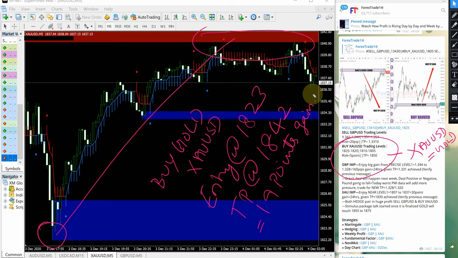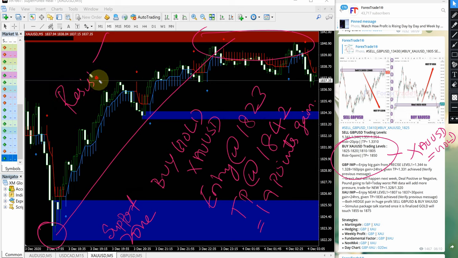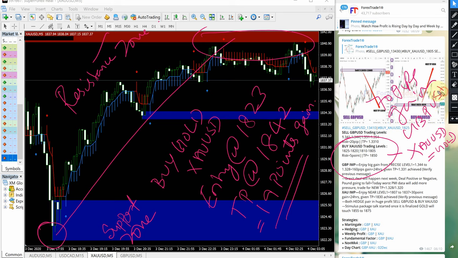Also, you can see here in this XAUUSD chart, our tool is precisely indicating the support zone and resistance zone. So even our free followers are able to make 19 points gain on gold and 70 pips gain on the GBPUSD signal.